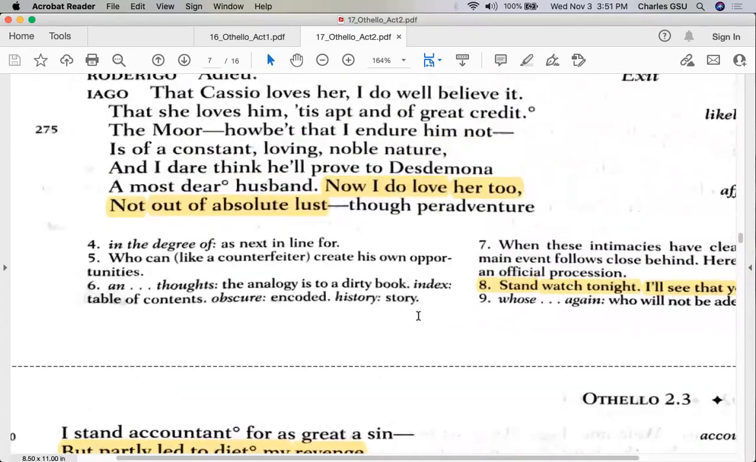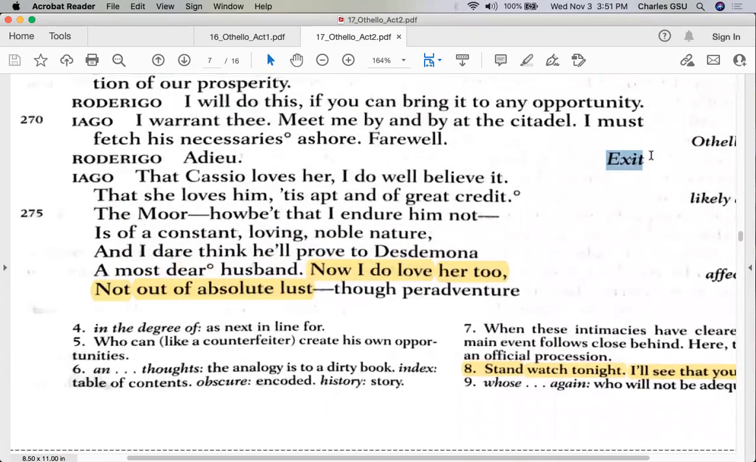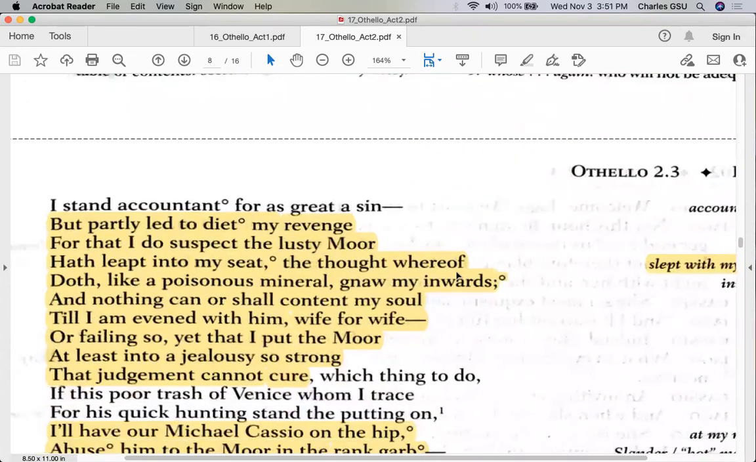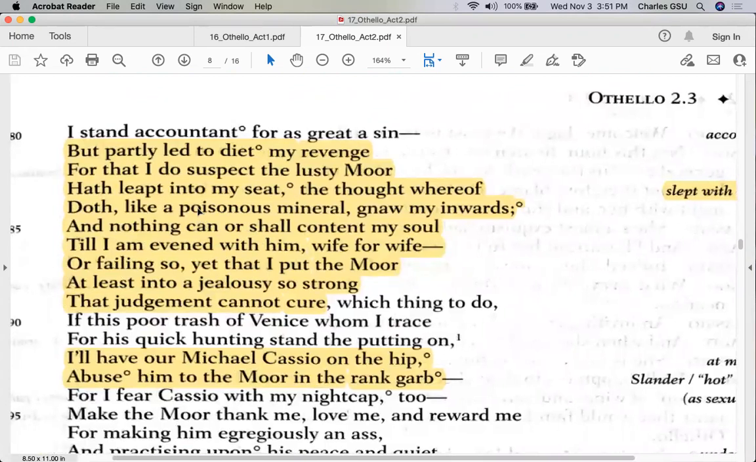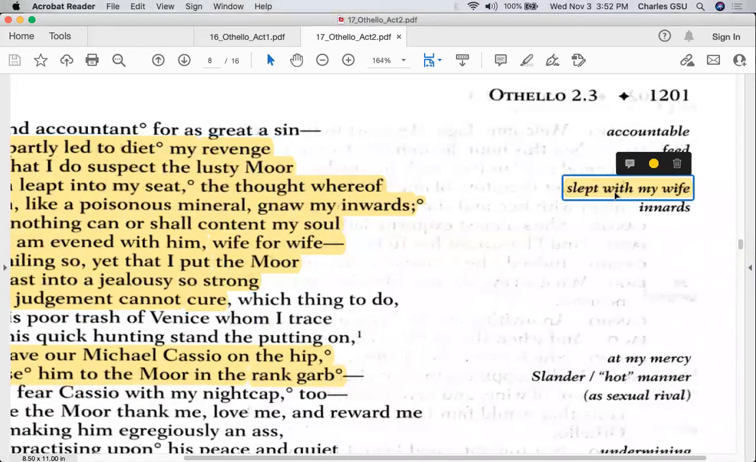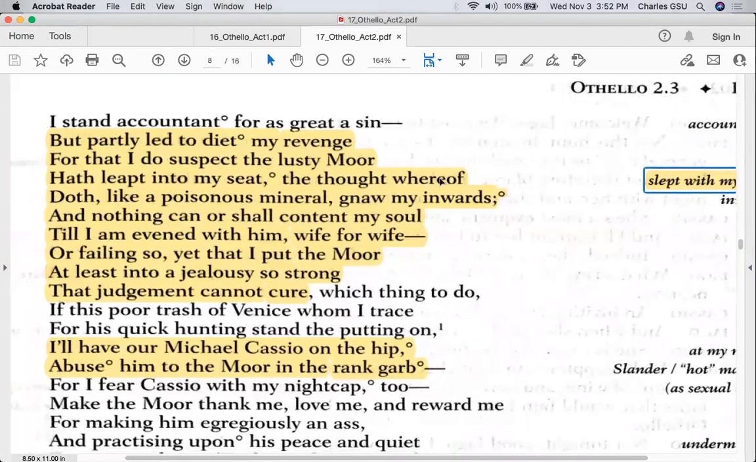So once Roderigo has left here, we have yet another soliloquy, often, but not always, soliloquies in the acts. And he's going to say, "But partly led to diet my revenge," or feed my revenge, "that for that I do suspect," he doesn't know, but "I do suspect the lusty Moor," there's that stereotype again, "hath leapt into my seat," meaning slept with my wife, right? "The thought whereof doth like a poisonous mineral gnaw my inwards."